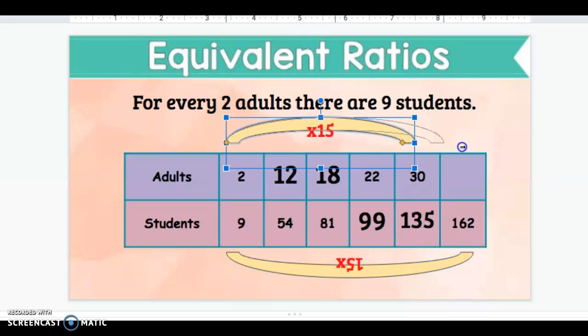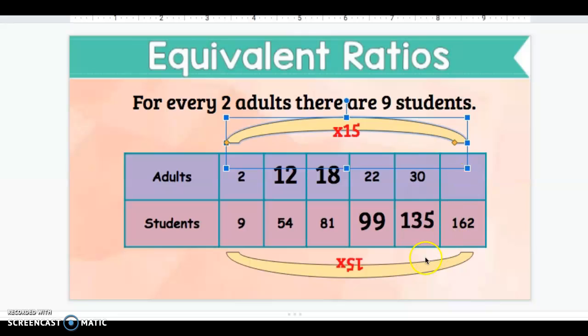Move my rainbow. Well, this is blank, so I have to figure out what times 9 gives me 162. Well, I know that 15 gives me 135, so it's higher than 15. 9 times 18.